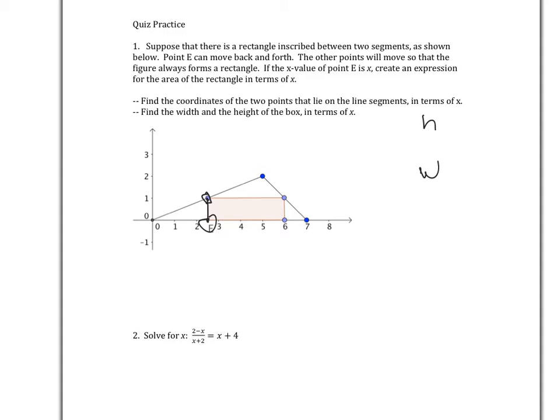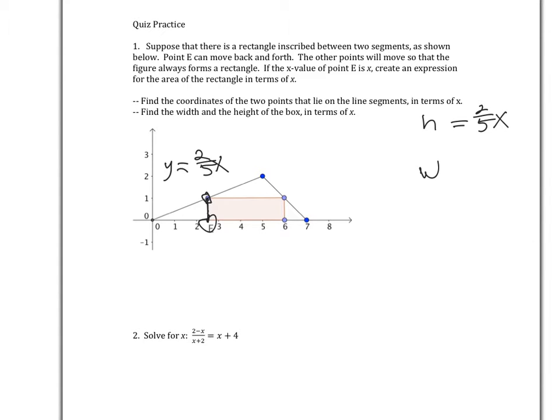Let's look here. We see it has a slope of 2 over 5, and it passes through the origin. So the equation for this line is y equals 2/5 x. So we know, therefore, that the y-coordinate of this point is 2/5 x, which means that this segment has length 2/5 x, so we have our height in terms of x: 2/5 x.